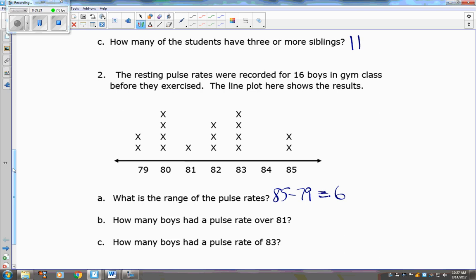How many boys had a pulse rate over 81? It says over 81, not 81 and over, so we're only going to count the 82, 83, 84, and 85. 1, 2, 3, 4, 5, 6, 7, 8, 9. How many boys had a pulse rate of 83? Well, that's just this column, 1, 2, 3, 4.